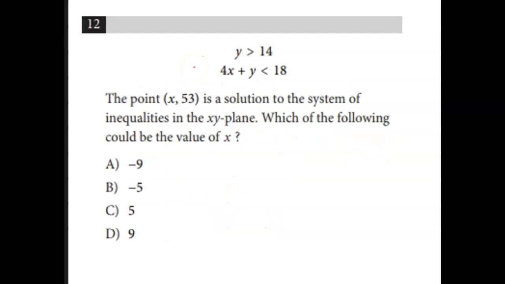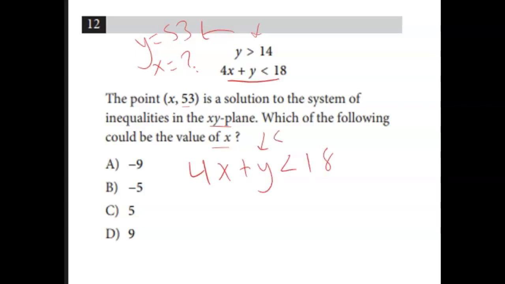All right, number 12. The point x, 53 is a solution to the system of inequalities in the xy plane. Which of the following could be the value of x? All right, so when y equals 53, x equals what? And so we have an equation here. We just have to make sure that y is greater than 14. But if we plug in 53, that is greater than 14. So 53 works. So let's bring it down here. 4x plus y is less than 18. Let's plug in 53 here. We get 4x plus 53 is less than 18.